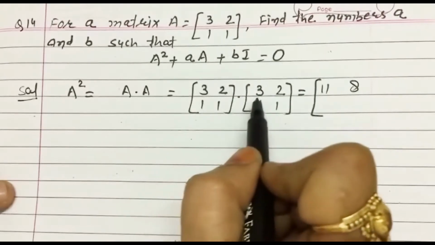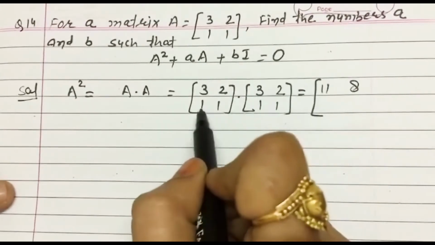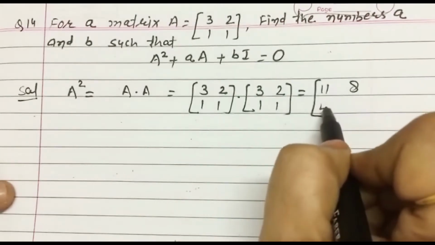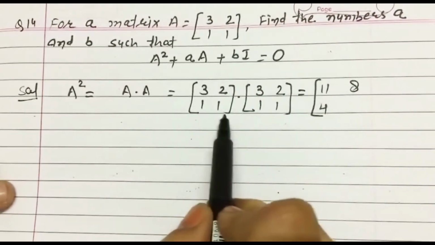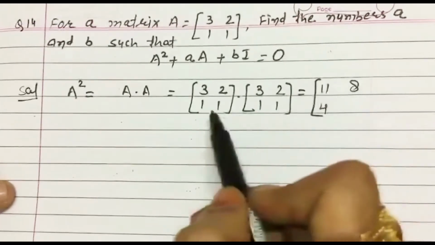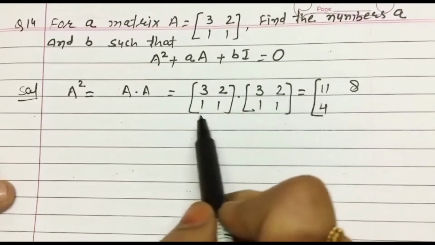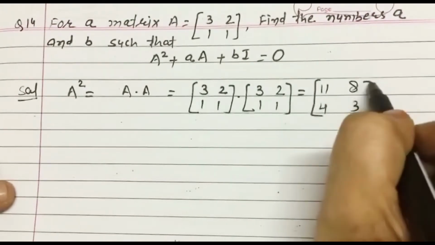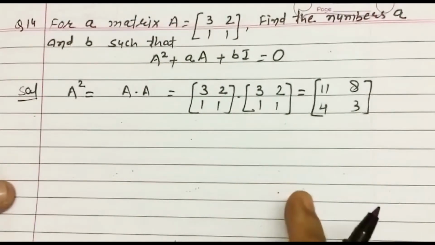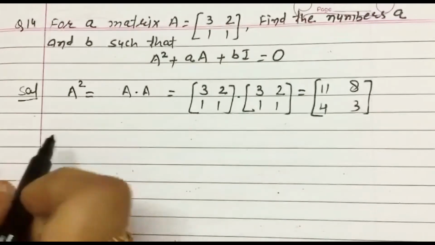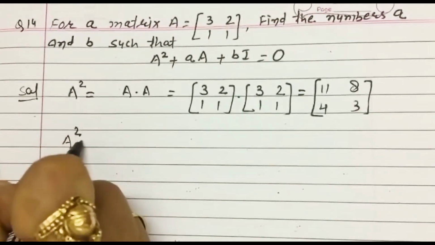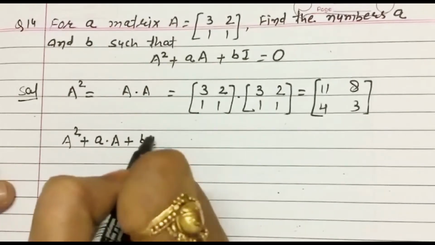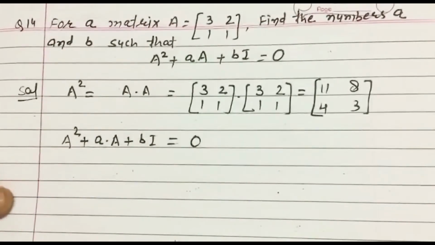When you multiply first row with first column, 3 3s are 9 plus 2 1s are 2, so you will get 11. Now the same row multiplied with the second column gives you 8. Now second row multiply with first column, 1 into 3 plus 1 into 1, it's 4. Now second row with the second column, 1 into 2 is 2 plus 1 into 1, so we will get 3. Okay, so it is A square. Now given is A square plus aA plus bI is equal to the 0 matrix.